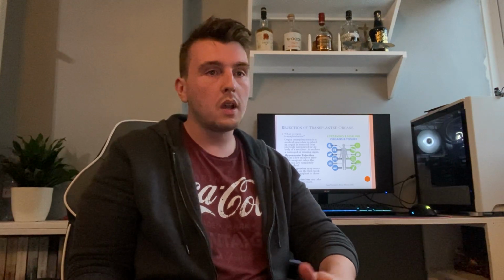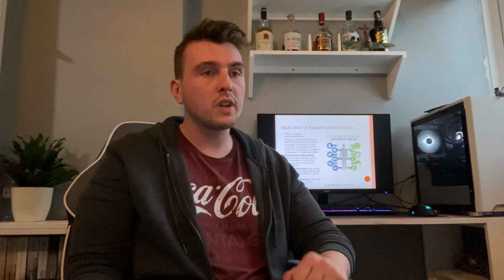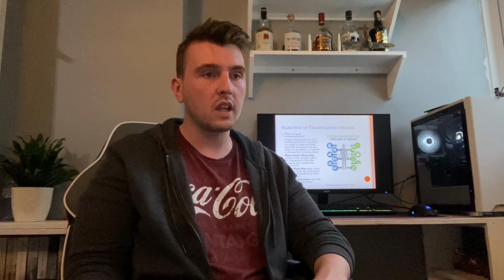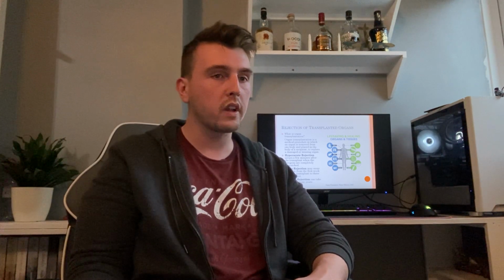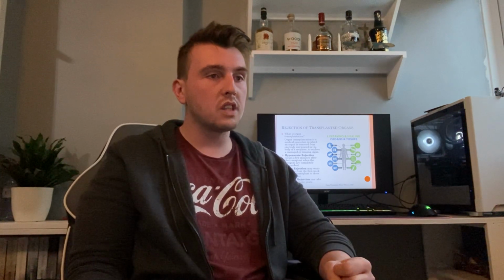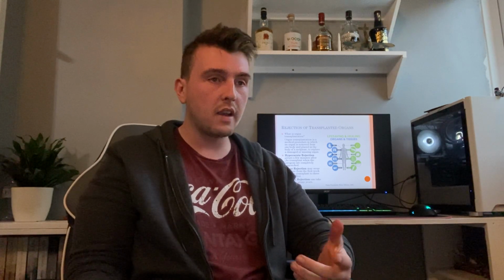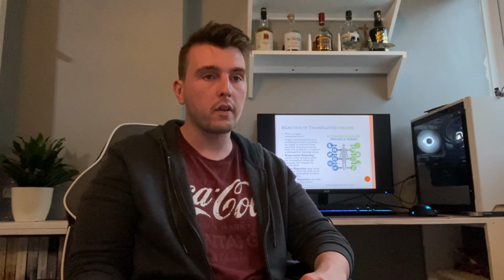Now we're going to talk about the rejection of transplanted organs. But first we should look at what an organ transplantation is. An organ transplantation is a medical procedure in which an organ is removed from one body and then placed in the body of a recipient to replace a damaged or missing organ. However, the immune system can become a barrier to the transplantation process. This is due to the immune system creating effective mechanisms to combat foreign agents.